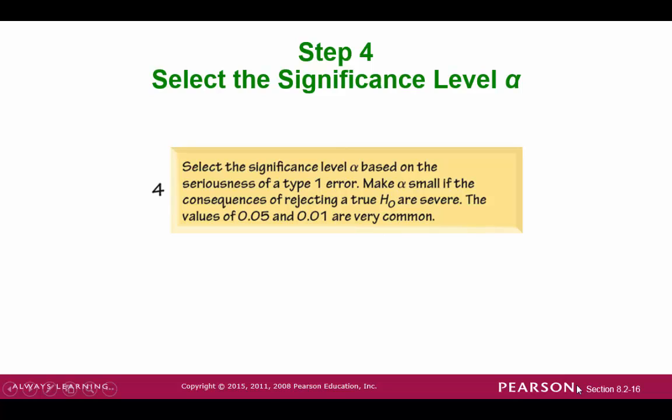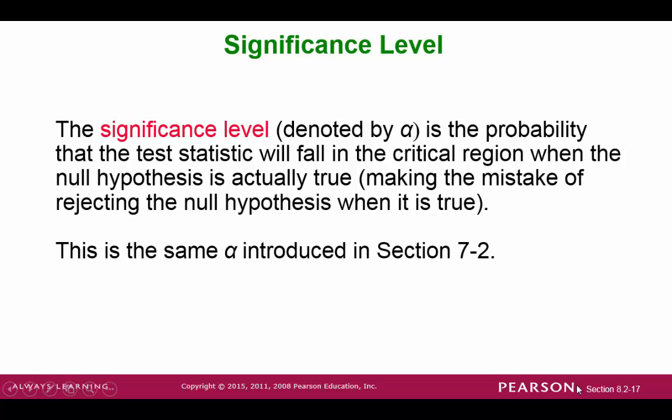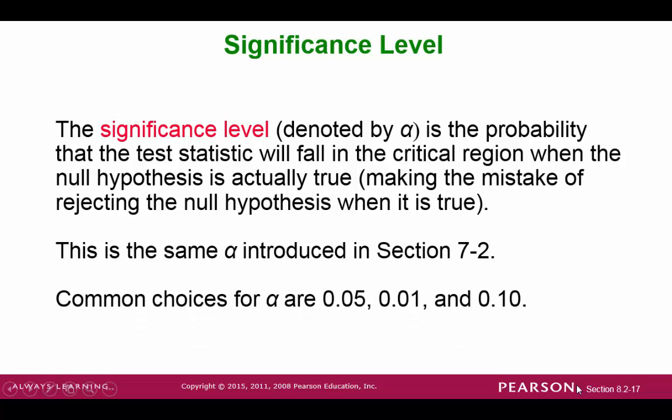Our step 4 is to select a significance level. Most of the time this will be given to you. If a significance level is not identified for you in the problem, then we should assume that it's 0.05. Significance level will be denoted by alpha, and this is the probability that the test statistic will fall into the critical region. Some common choices, as already mentioned, are 0.05, 0.01, and 0.10.